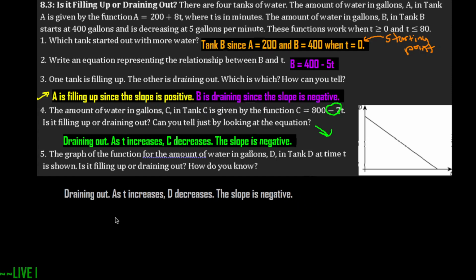It's draining out as t increases, meaning as time goes on, as we move left to right, the amount in the tank is going down. So we're going to say the slope is negative. So very simple. You can just picture what those are doing.